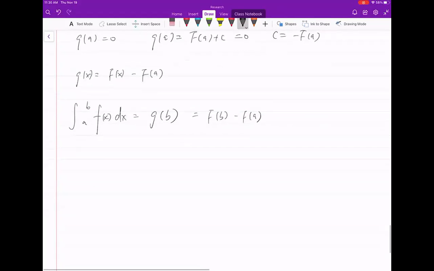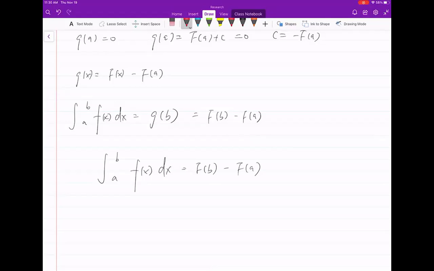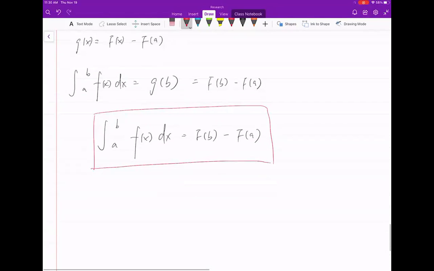So let me write it down. This will be the second part of the fundamental theorem of calculus. Very, very, very, very important.